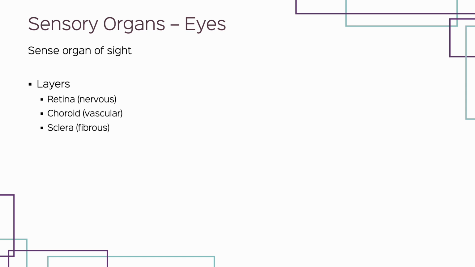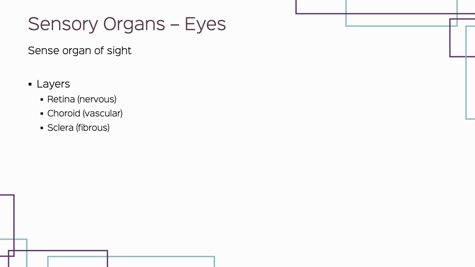Organs of sense are classified as a subsection of the nervous system. The sensory organs receive and filter your sensory input that is interpreted in the central nervous system. Organs of sense will include your eyes and your ears. The eye is the sense organ of sight.